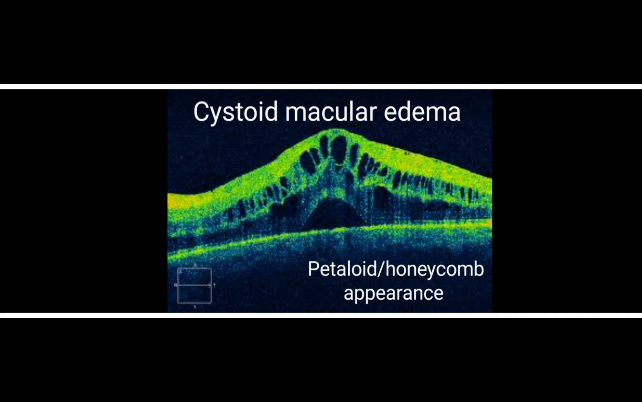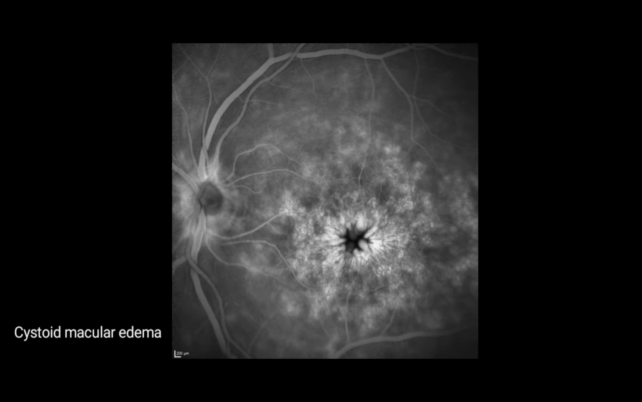Then this is the image of cystoid macular edema. In this the fluid is accumulated in the retina, so it will give the appearance of cystic spaces in the macular region. It is also known as petaloid or honeycomb appearance. It is looking like petals or a honeycombed appearance in cystoid macular edema.